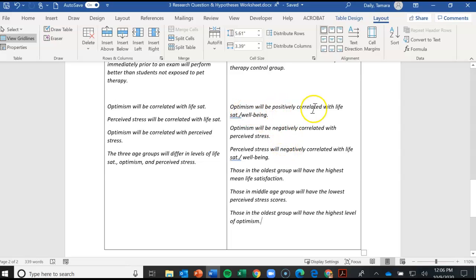So optimism positively correlated with life satisfaction, optimism negatively correlated with stress, perceived stress negatively correlated with well-being, and so on. So hopefully this helps, just to walk you through how I connect things to research articles and how I develop broad and specific hypotheses.